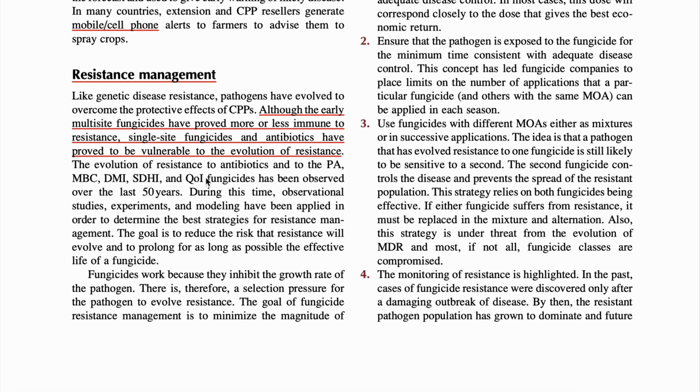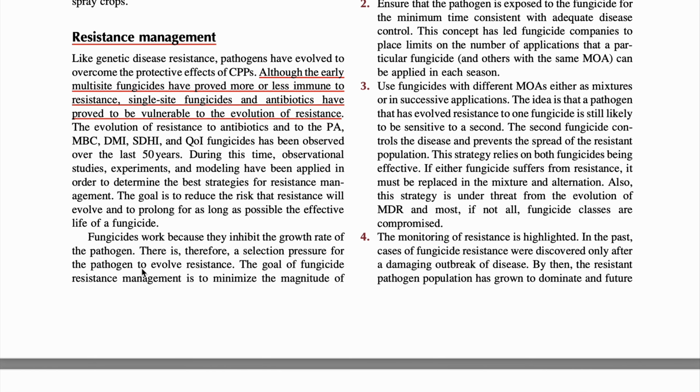The evolution of resistance to antibiotics and to the PA, BMC, DMI, SDHI and QoI fungicide groups has been observed over the last 50 years. During this time, observational studies, experiments and modeling have been applied in order to determine the best strategies for resistance management. The goal is to reduce the risk that resistance will evolve and to prolong for as long as possible the effective life of a fungicide.